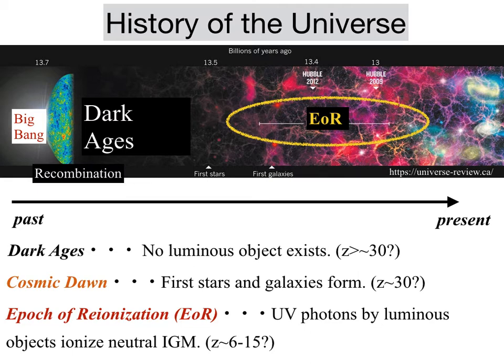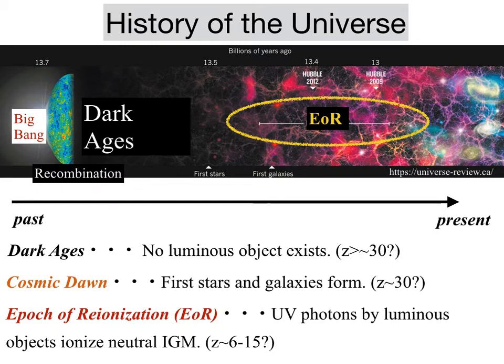When we look up at the sky at night, we can find many stars. However, the early universe is dark because there were no bright objects such as stars and galaxies. We call this epoch the Dark Ages. After the first generation of stars and galaxies had formed, they illuminated the universe. We call this epoch Cosmic Dawn.